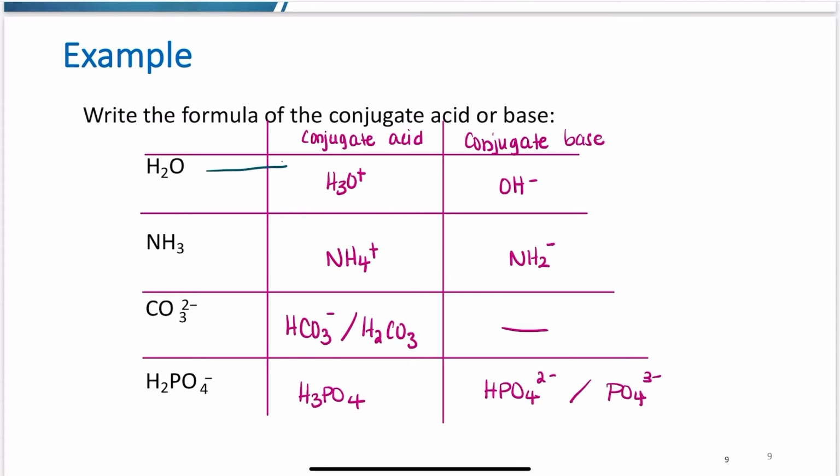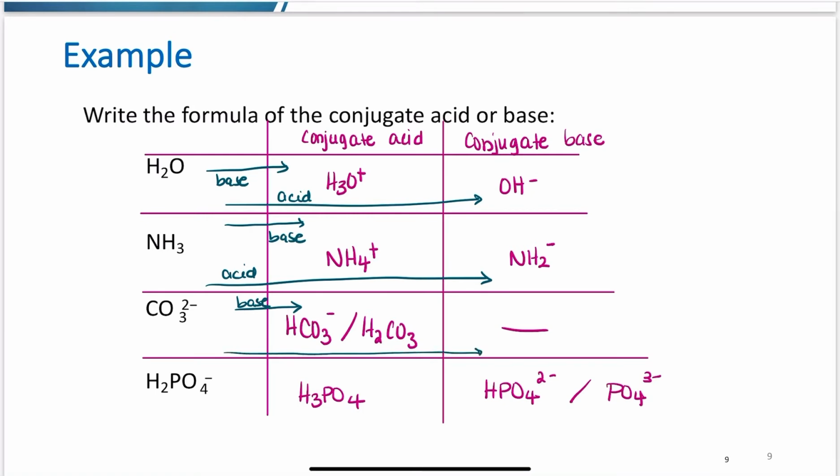So again, to go to here, water acted as a base. To go to here, water acted as an acid. Here, ammonia acted as a base. To go to here, ammonia acted as an acid. Here, carbonate acted as a base. And here, it can't do anything because it doesn't have a proton to act as an acid. Here, H2PO4- acted as a base. And here, H2PO4- acted as an acid.